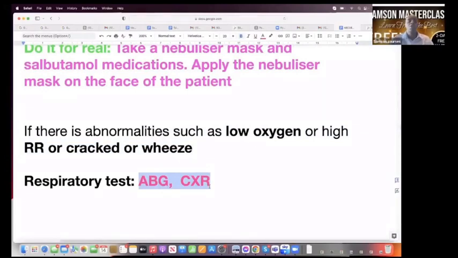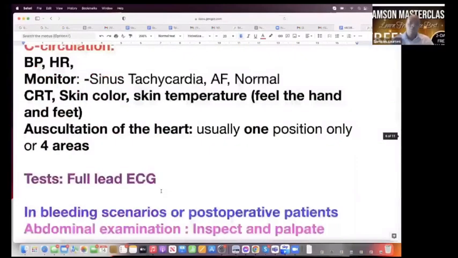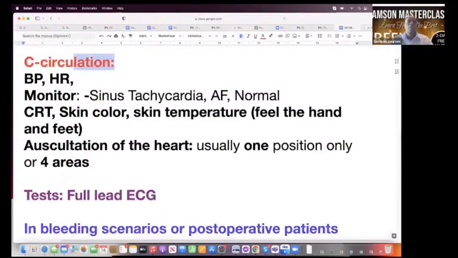Always talk to the patient. Okay, Mr. Brown, I need to arrange some tests for you, a chest X-ray and ABG. Circulation. It's okay to say, okay, Mr. Brown, I will assess your circulation now. That may help to remind you of the beginning of this.